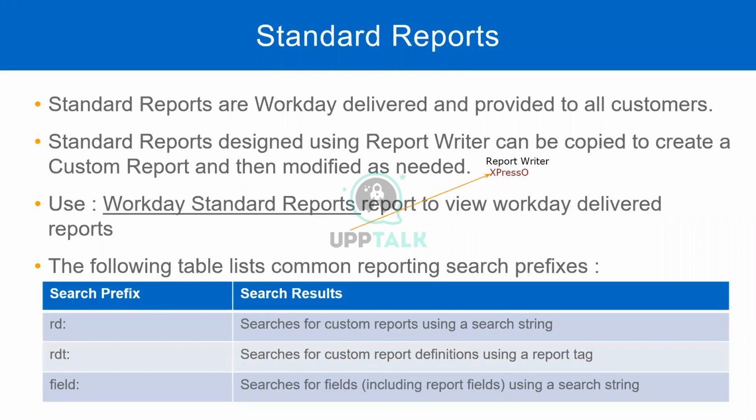And if I want to see all the standard reports that are present in the system, I can use a task called Workday Standard Reports. Please make a note of it. Workday Standard Reports. Remember it this way: standard reports are Workday delivered, so it is Workday Standard Reports, right? Workday Standard Reports will give you a list of all the standard reports that are available in that particular system, right?